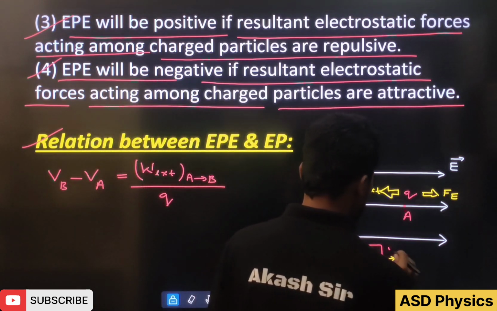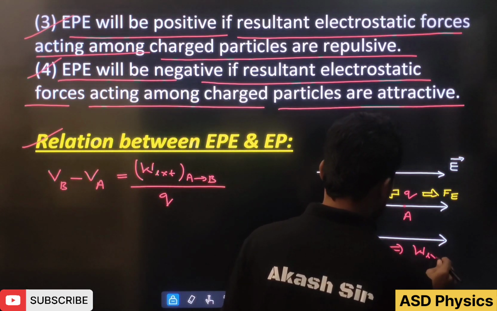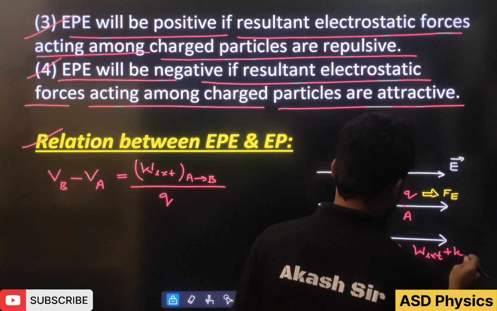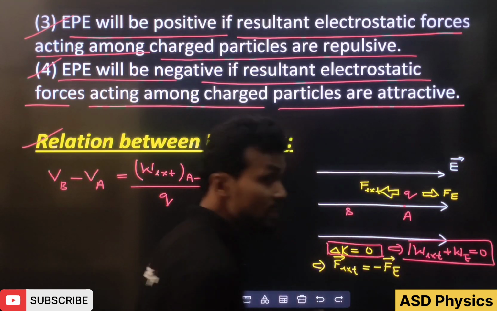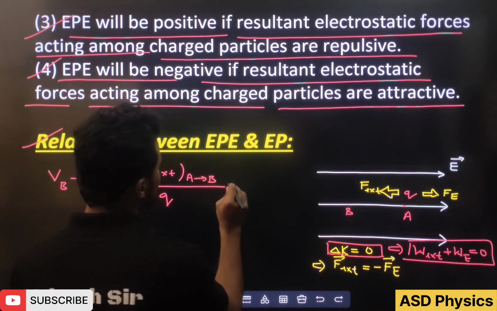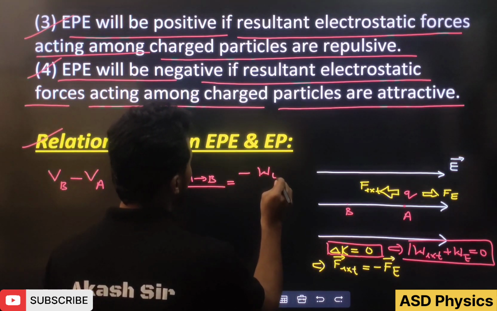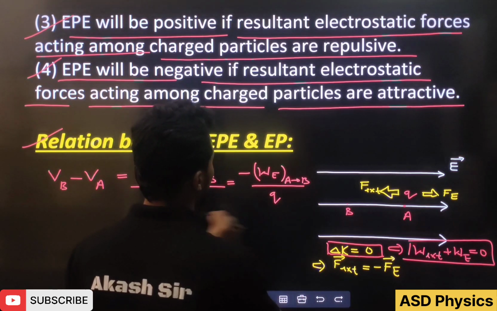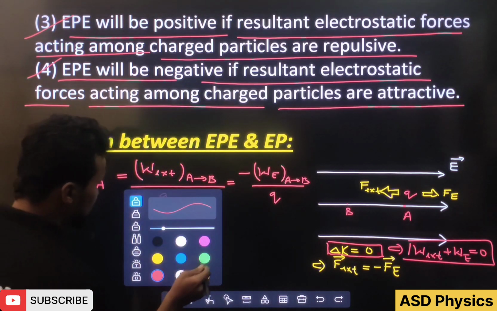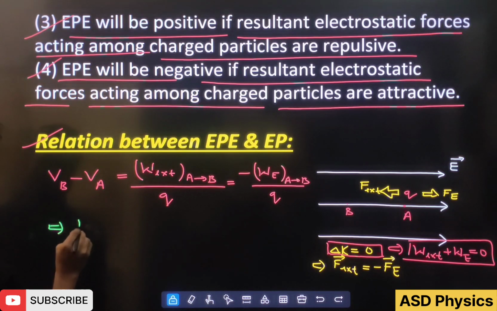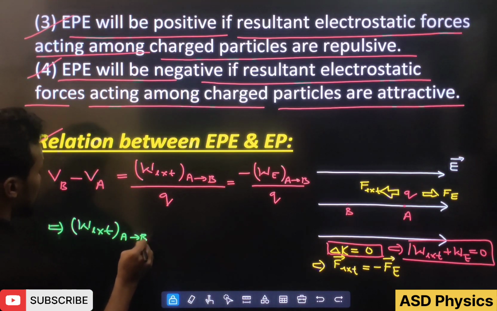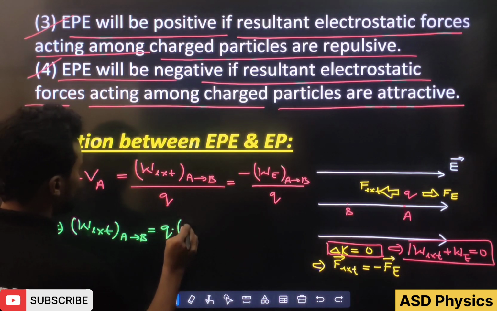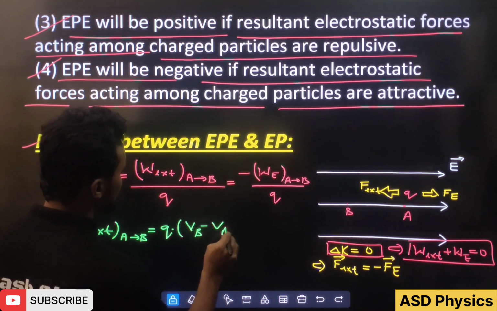So from the work energy theorem, one more point we can write here: the work done by the external force plus the work done by the electrostatic force will be 0. The work done by all the forces will be 0. So W external will become minus of W E, from A to B, divided by Q. But we need only this thing here. The work done by the external force to move from A to B is defined as Q into VB minus VA.